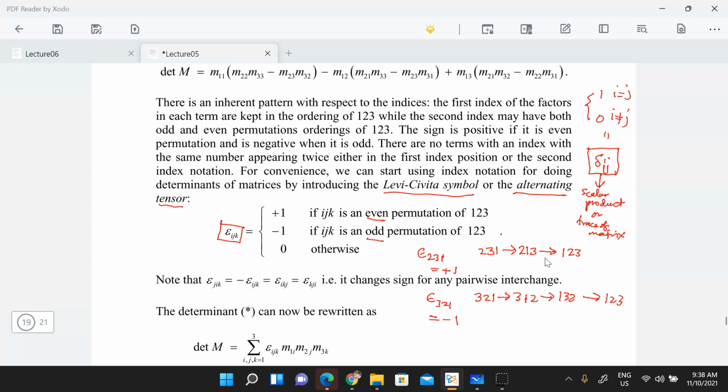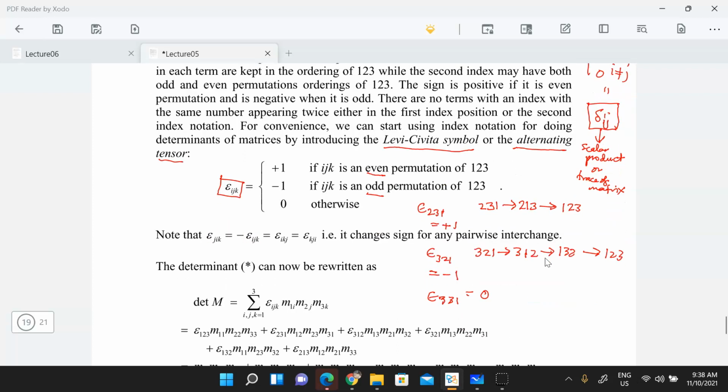And if you have the other case, it would be epsilon, say, 331. Here you can't do anything to get the natural ordering, so it's the otherwise case. So epsilon 331 is just 0. So if you have, for example, any repeated number in the indices of the epsilon, then it's going to be equal to 0.